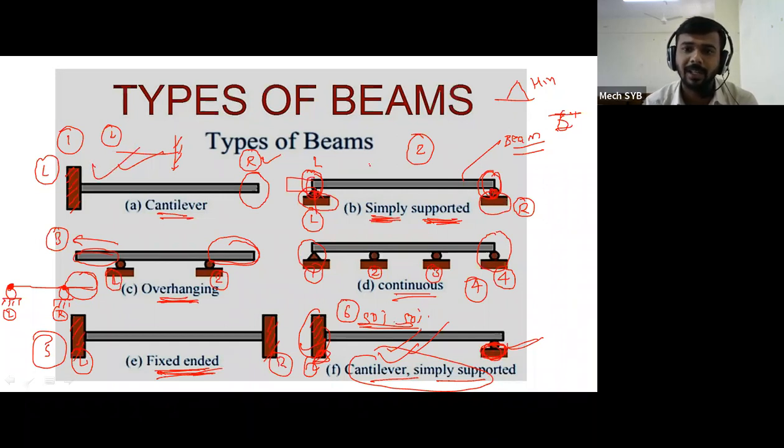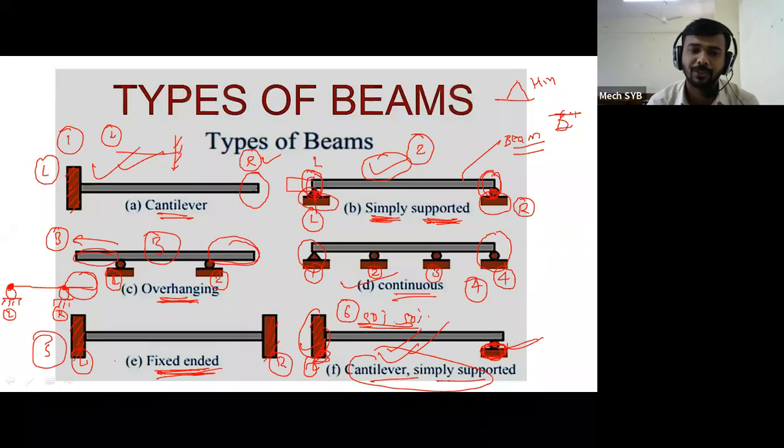We need to calculate SFD and BMD for the second beam, that is the simply supported beam, and we need to calculate SFD and BMD for the third, that is the overhanging beam. As per our syllabus, we are not going to calculate SF and BM for the continuous beam, the fixed ended beam and the cantilever simply supported beam.